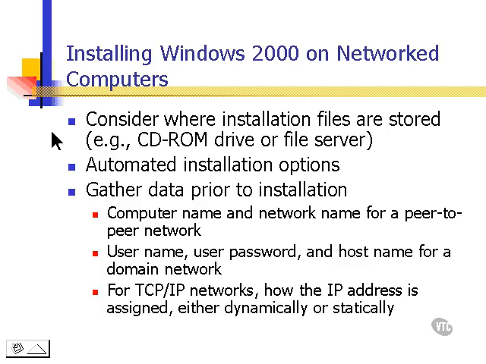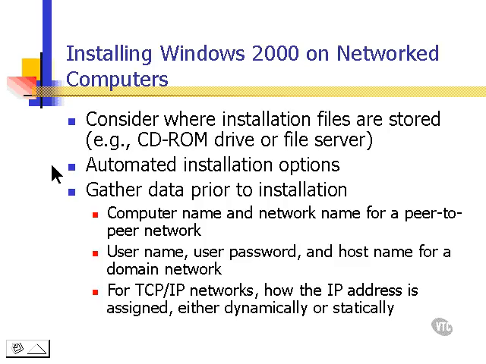If we're going to install Windows 2000 through a network, we want to consider where the installation files are stored. For example, are they stored on a CD-ROM drive, or are they stored in a file server? Do we want to have automated installation options on our network?